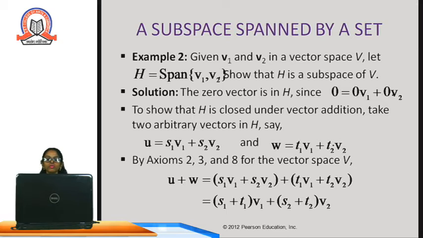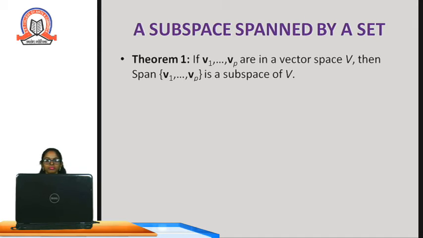By axioms 2, 3 and 8, means using properties 2, 3 and 8 for the vector space V, u plus w is equal to s1 v1 plus s2 v2 in one bracket plus t1 v1 plus t2 v2 in second bracket. Then add term-wise: first term with the first term, we get s1 plus t1 with v1 common, plus s2 plus t2 with v2 common.